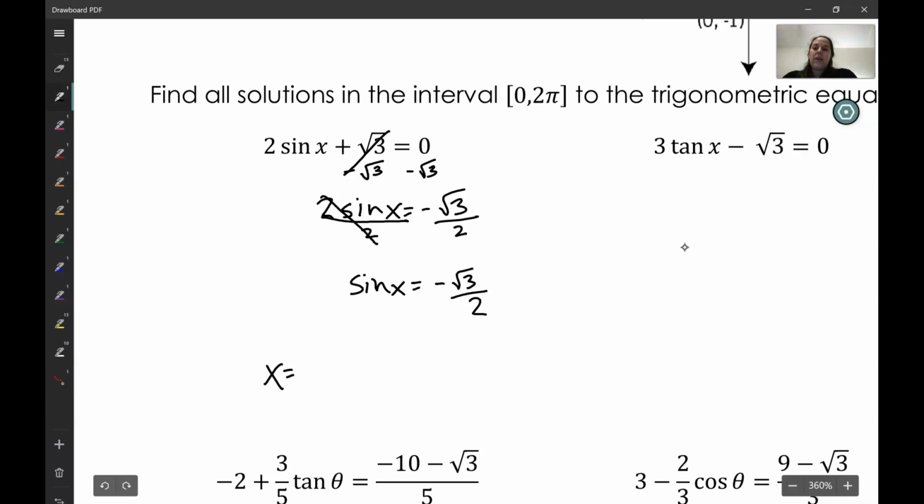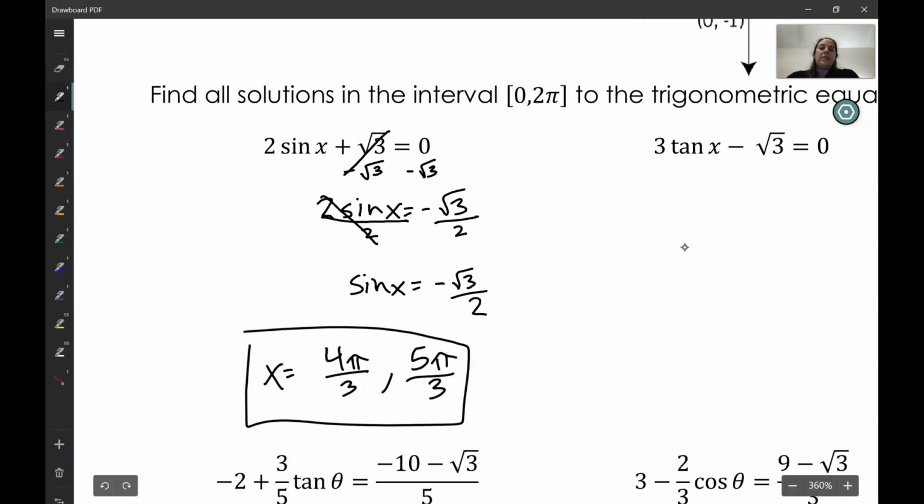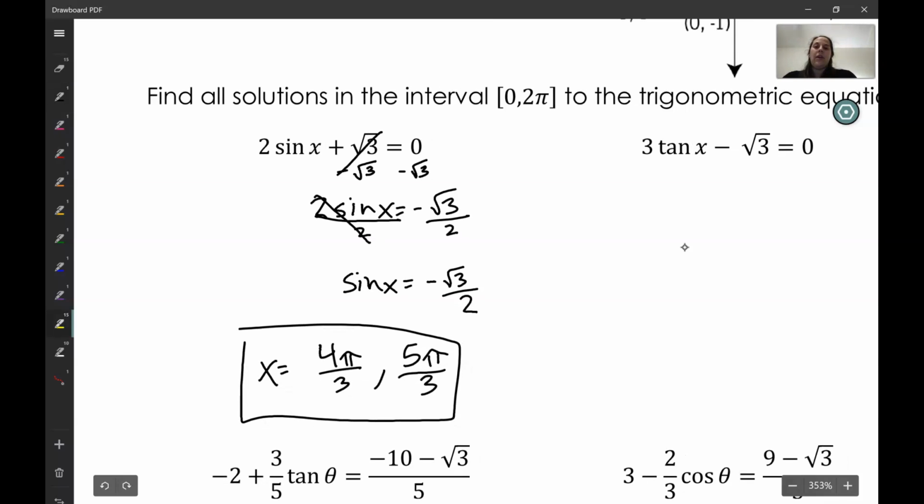Now, you will notice I have been putting all the answers so far in radians, not degrees. That is on purpose, because if you read the instructions right here, there's your interval from 0 to 2 pi. If it says that, that means your answers should be in radians. If it said from 0 to 360, then your answer would be in degrees.